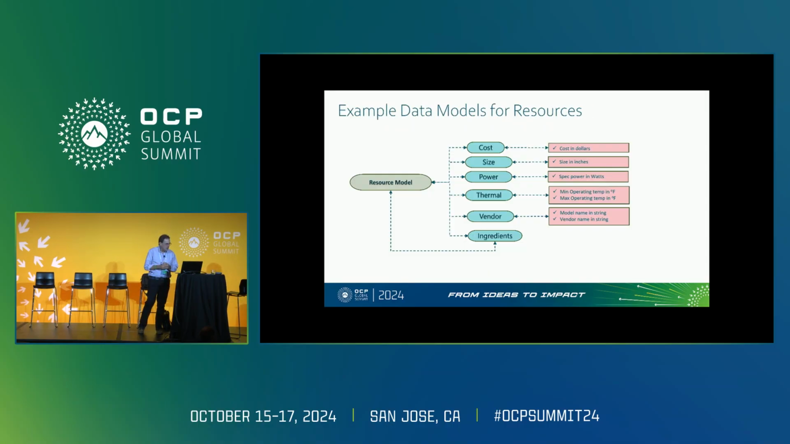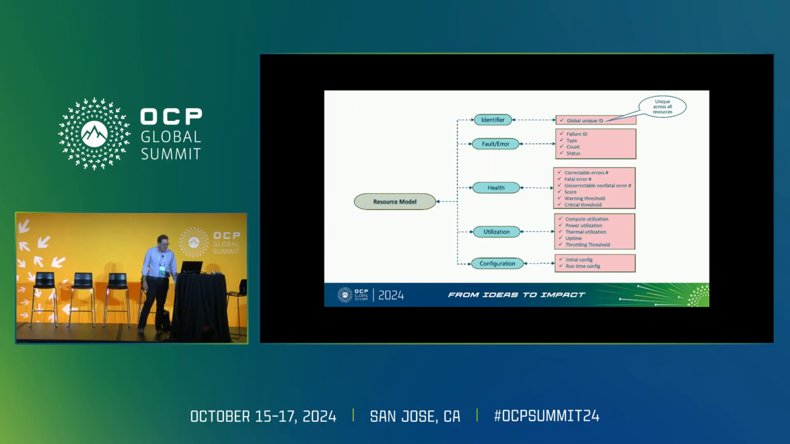Just some more slides. Again, early concepts, some of the things that we would look at going into the resources required: cost, size, power, thermal, and then we get into things that don't add up, right? The vendors. And just some more ideas: identifier, fault or error status, the health, the utilization, and the configuration of it.